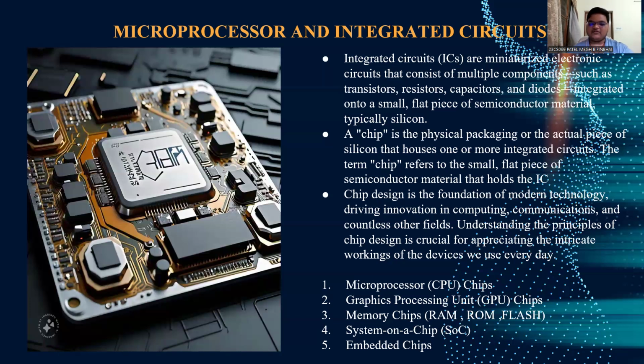Chip design is the foundation of modern technology, driving innovation in computing, communication, and several other fields. It is important for us to understand the principles before discussing further. There are some chips that are very popular. The first is the microprocessor, or CPU chips, that are the most commonly used; every single computer is made up of a CPU. Then there is the graphics processing unit, typically used in gaming and AI. Then there are memory chips that store memory. Some examples are RAM, ROM, and flash memory. There are also system on chips and embedded chips.